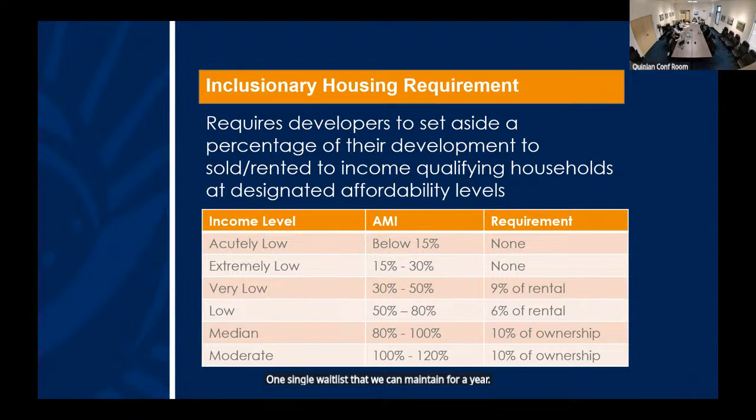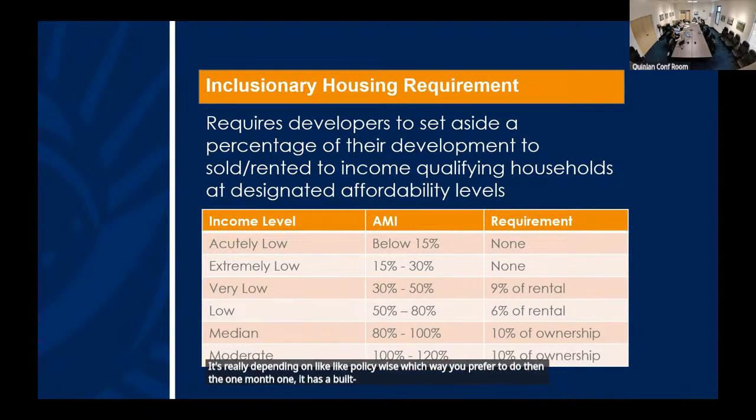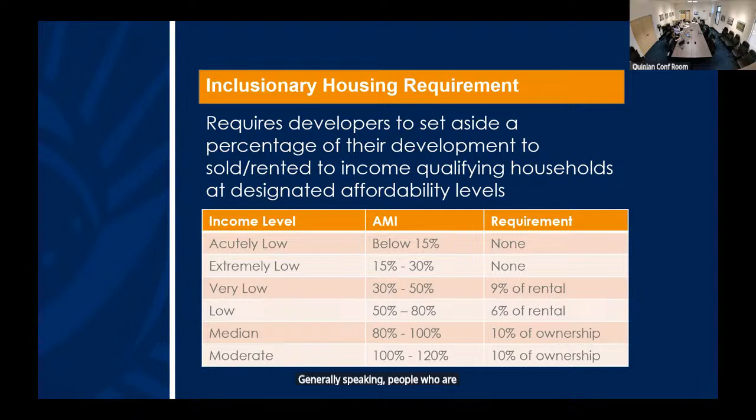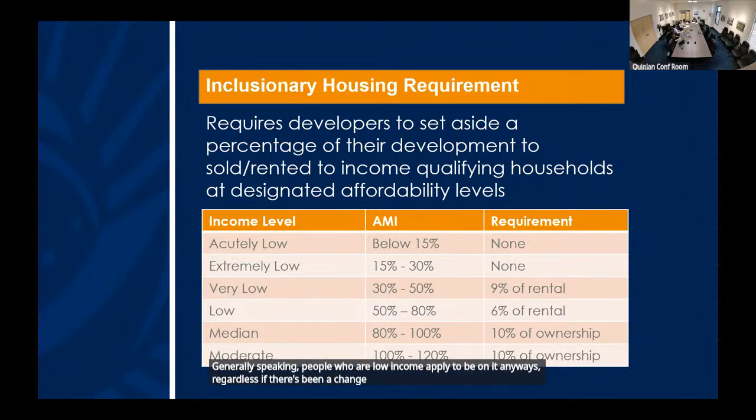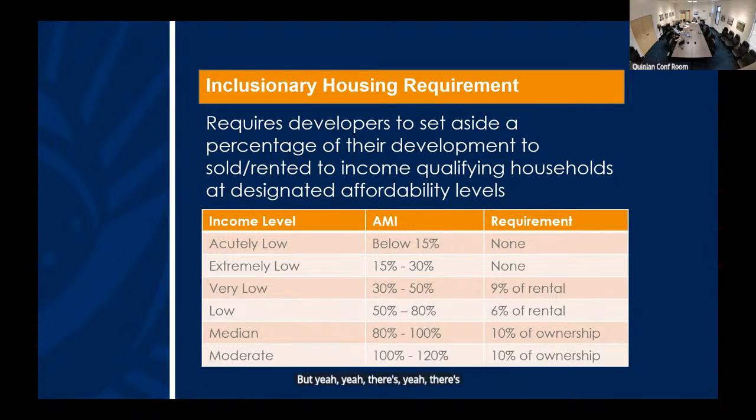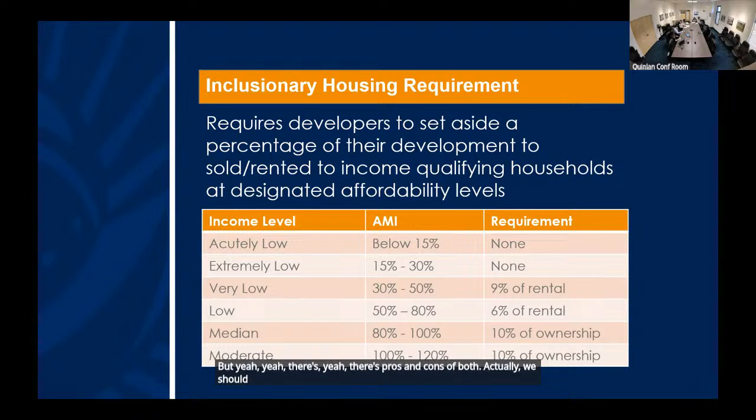It's really depending on policy-wise which one you prefer to do. The 1 month one has a built-in refresh, so we don't have to do any purging, and generally speaking, people who are low income apply to be on it anyways, regardless of whether there's been a change in their income. But there's pros and cons to both. Actually, we should probably table this discussion after the info memo comes out.